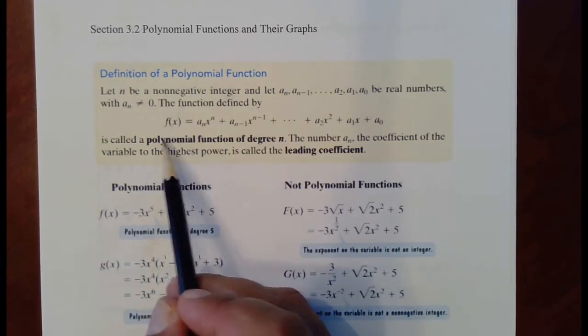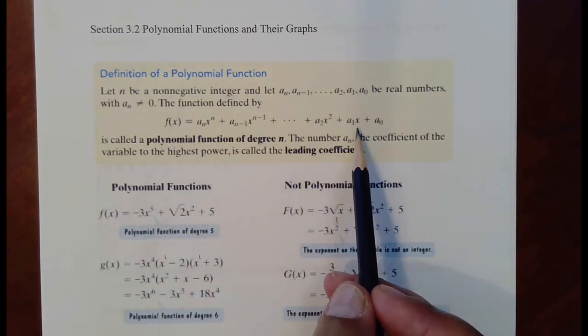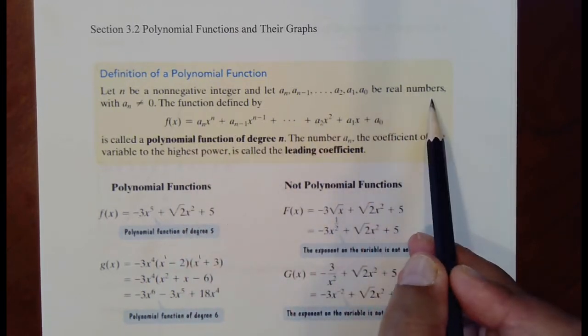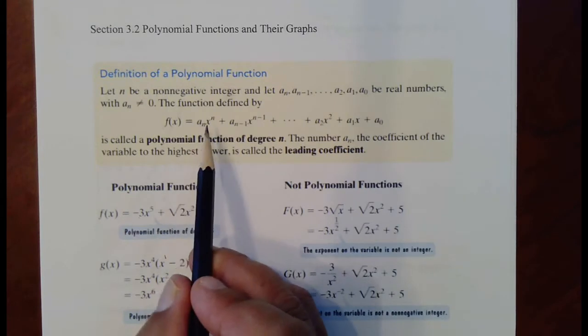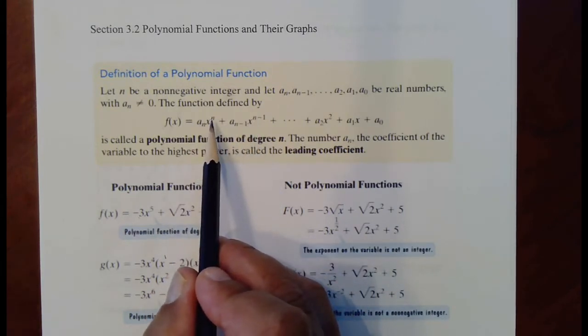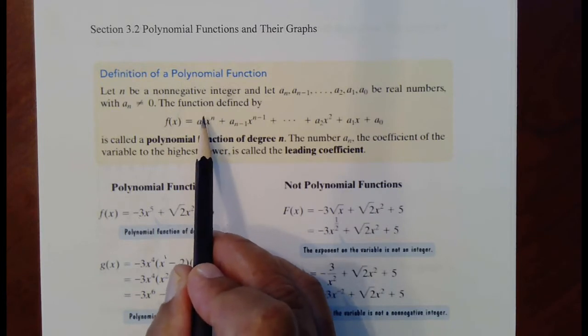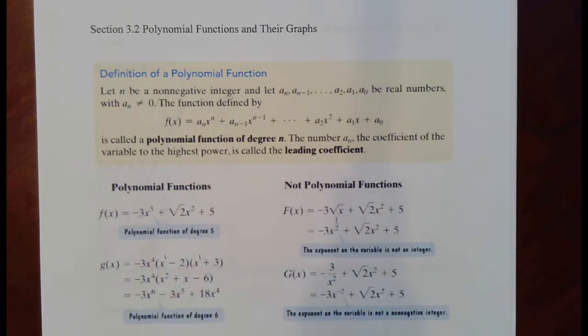As you can see, it can have many terms, with the requirements being that each of the coefficients have to be a real number, and each of the powers or exponents have to be non-negative integers. So in other words, these powers cannot be fractions.